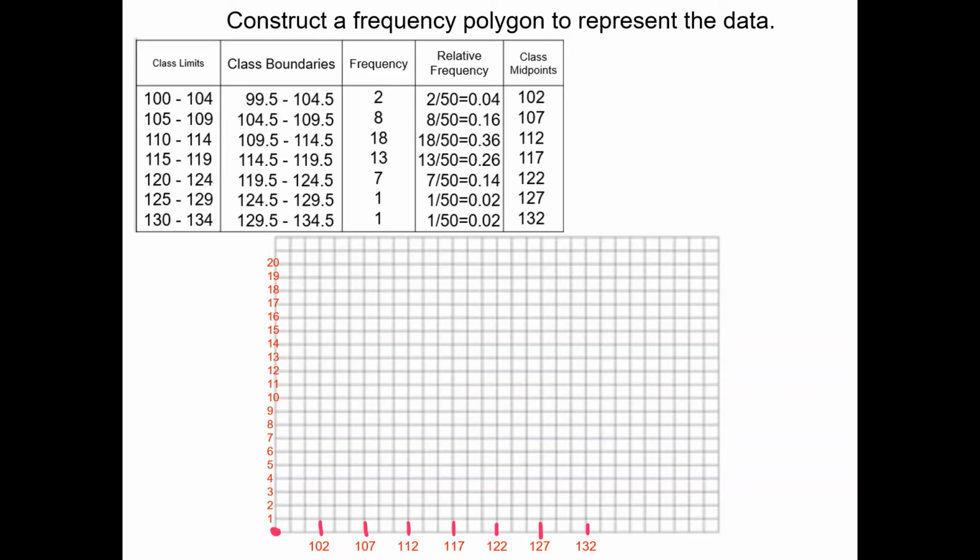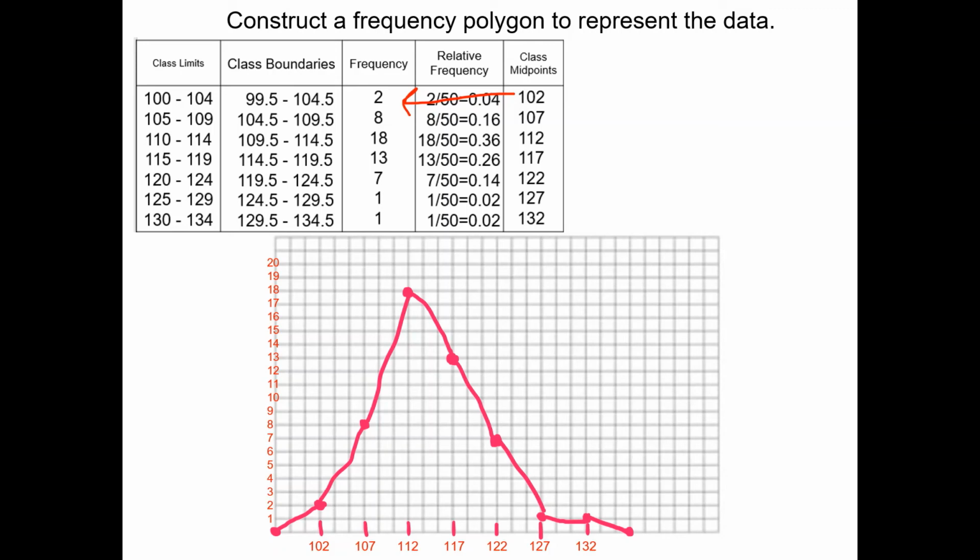And then now all you have to do is plot the points for each according midpoint. So 102 should go up to a height of 2, and then 107 should go up to a height of 8, and 112 should go up to a height of 18, and 117 should go up to a height of 13, 122 should go up to 7, 127 should go up to 1, and 132 should go up to 1. So what you're going to do when you make this frequency polygon is connect all those dots, okay? So from here to here, here to here, here to here, here to here, here to here, here to here, here to here, and here to here.